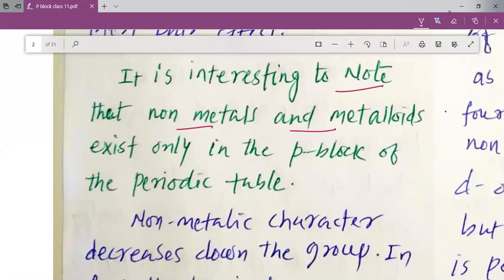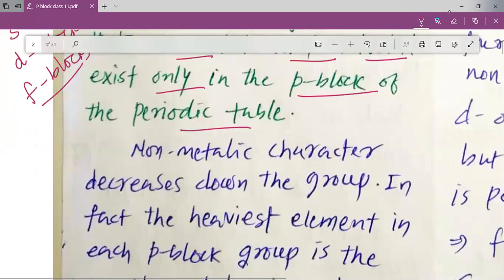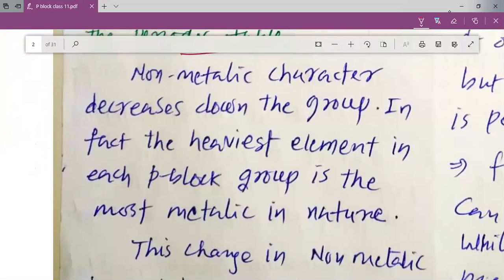It is interesting to note, my dear students, that non-metals and metalloids exist only in the p block of the periodic table. Please remember it well: in s block, all elements are metals. In d block, all the elements are metals. In f block, all the elements present are metals. Only p block is the block of the periodic table which contains non-metals as well as metalloids. In the other blocks, we would not find non-metals or metalloids.